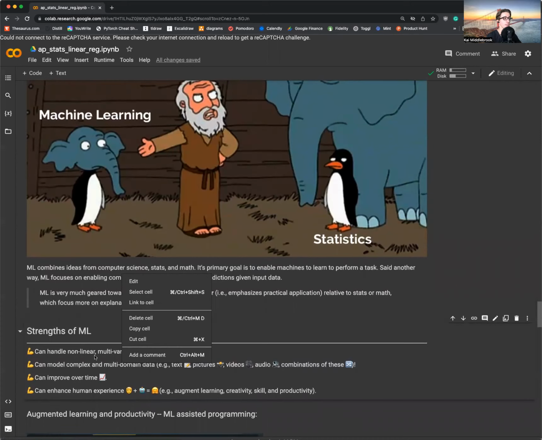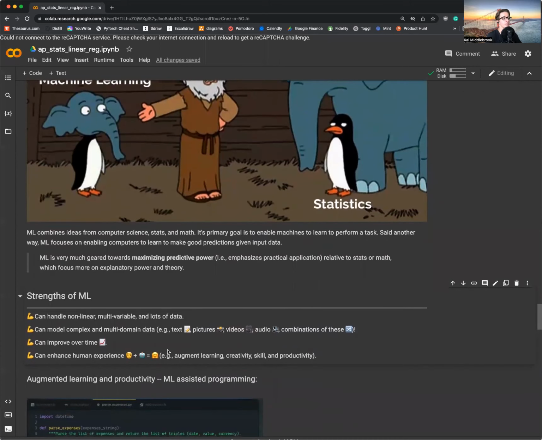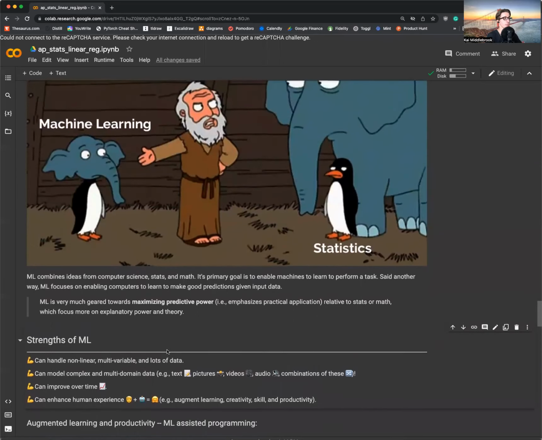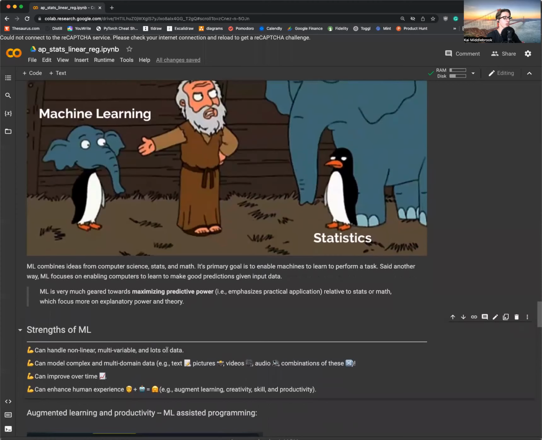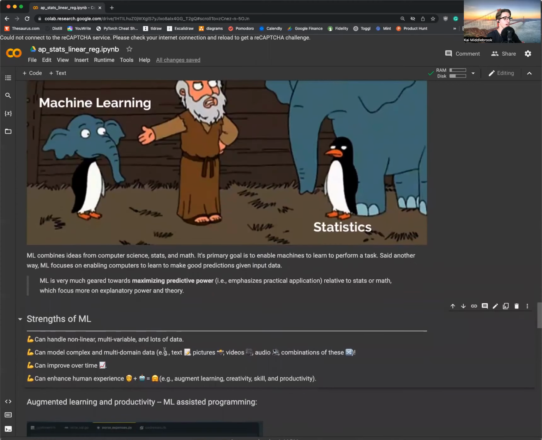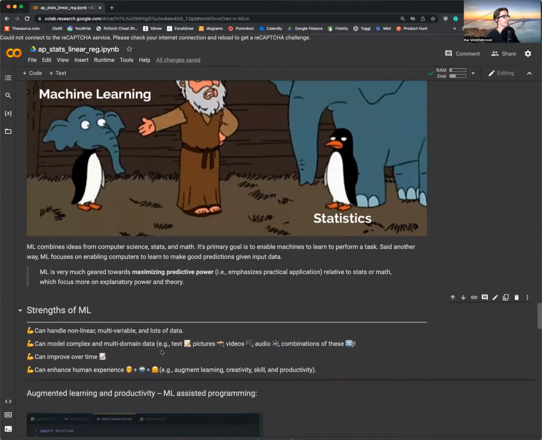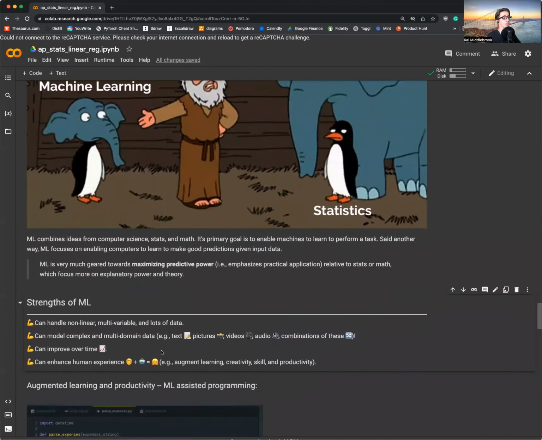the better the models become, which is, again, in some ways similar to statistics, where the larger your n value, right, the better and more confident you can be about your model fit. And then the last thing that's very unique to machine learning is it's able to enhance human experiences.